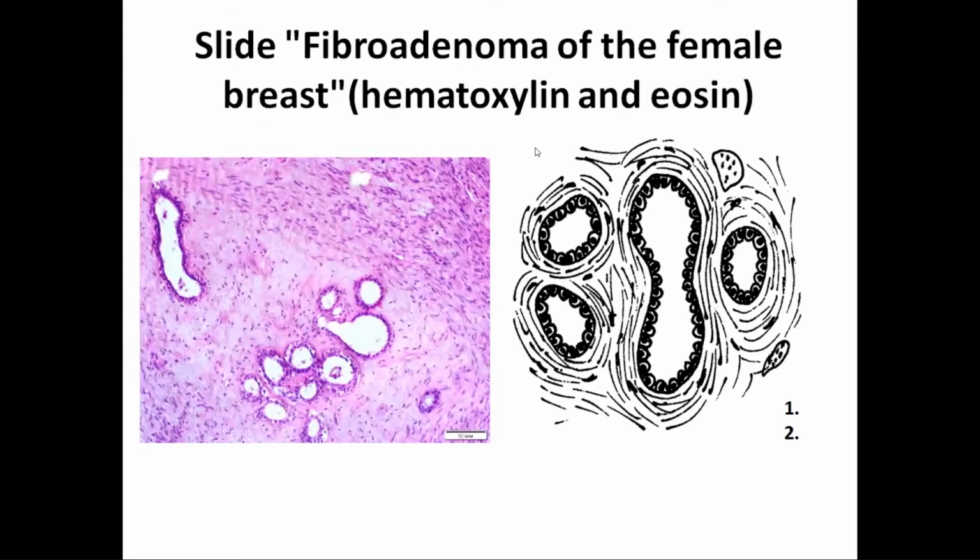Fibroadenoma of the female breast. Number 1, connective tissue of tumor, between ducts and glands. And number 2, epithelial component of tumor. This is the epithelial component of the tumor.